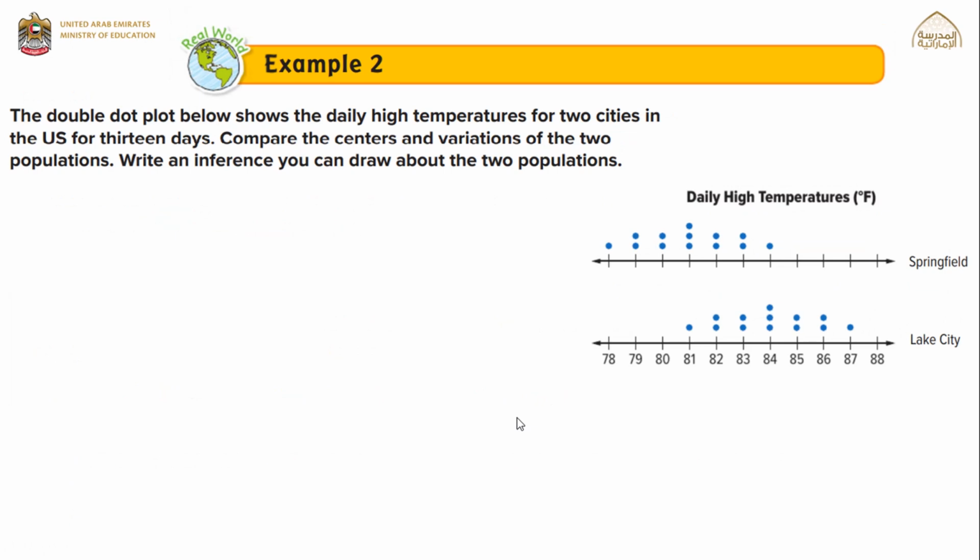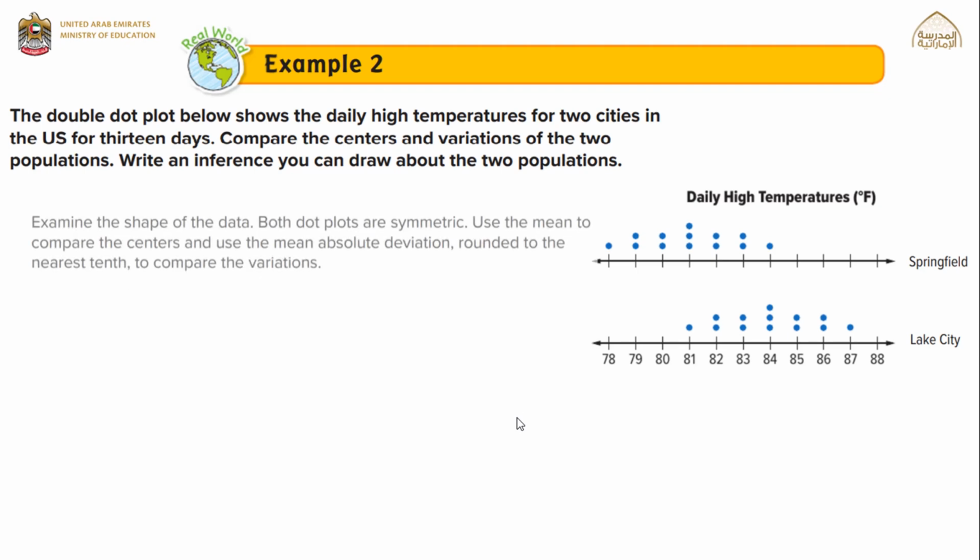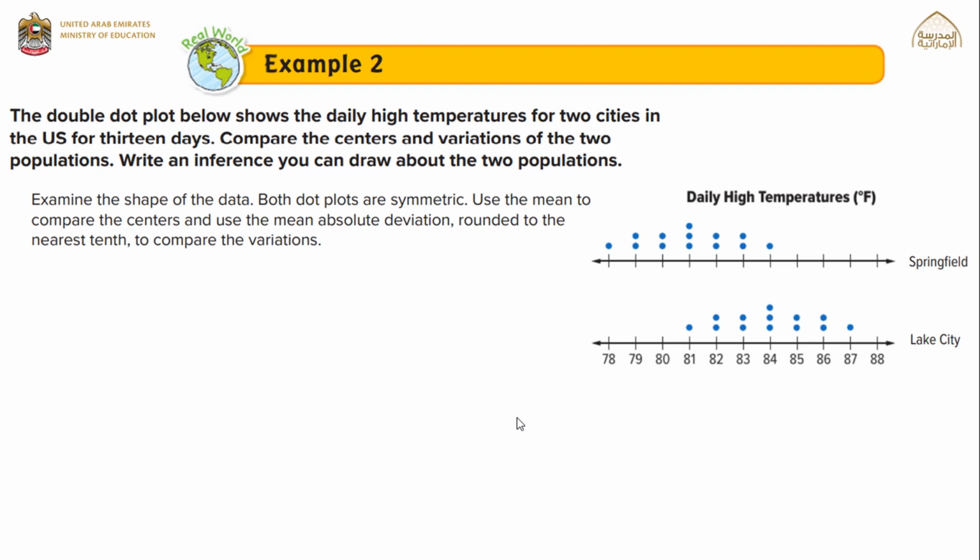Example 2. The double dot plot shows the daily high temperatures for two cities in the US for 13 days. Compare the centers and variations of the two populations. Write an inference you can draw about the two populations. Both dot plots are symmetric. Use the mean to compare the centers and use the mean absolute deviation, rounded to the nearest tenth, to compare the variation.